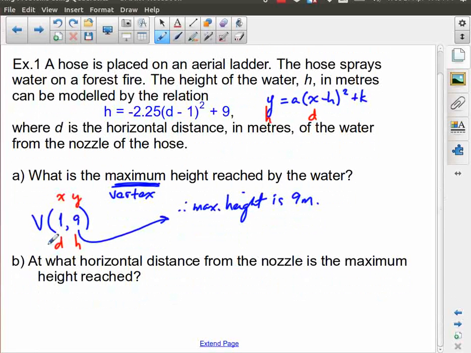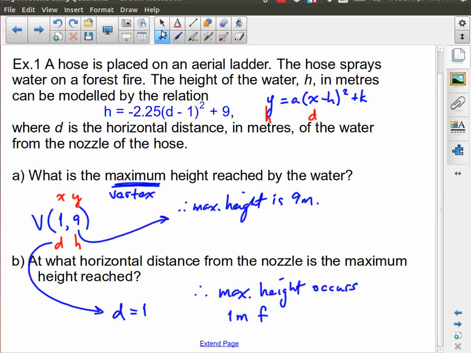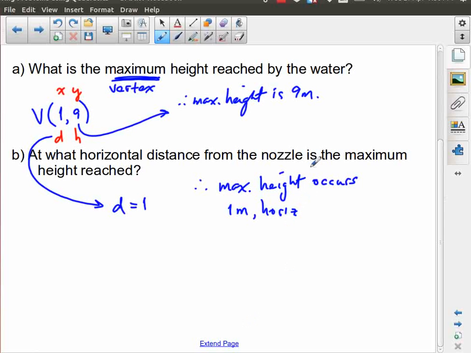Well, what horizontal distance? That's coming from here, the d value, and that d value is equal to 1. So therefore, the maximum height occurs 1 meter horizontally from the nozzle. Sorry, the pen gets less responsive when I get to the bottom of the page there. Okay, so the vertex has provided us two actually very useful pieces of information there.